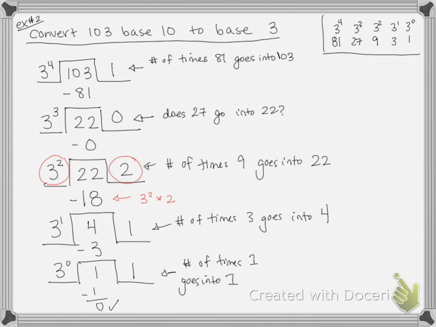And so this means that our final result is these numbers on the right-hand side of the hats. So our final answer is 1, 0, 2, 1, 1, base 3. So 103 base 10 is equal to 10,211 base 3.